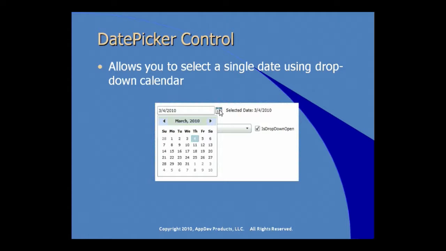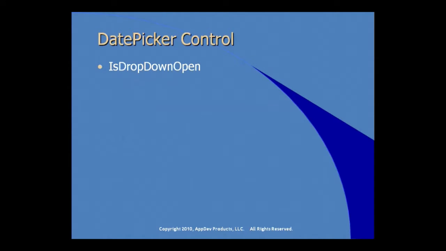it looks something like this. You have a little text box, a button to click, and a drop-down portion that represents the calendar you're choosing from. So it's kind of like a combination of a text box and a calendar control. Now, the date picker control provides an is drop-down open property which you can get or set. If you retrieve it, you can determine has the user dropped down the calendar or not, and if you set it, you can force the calendar to be dropped down.